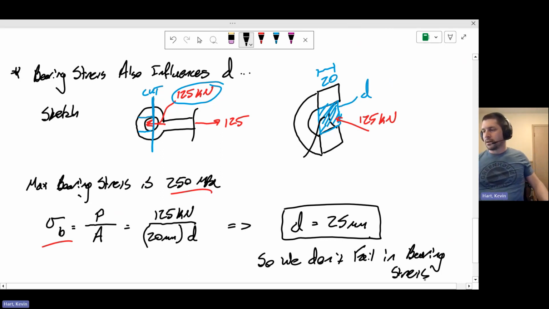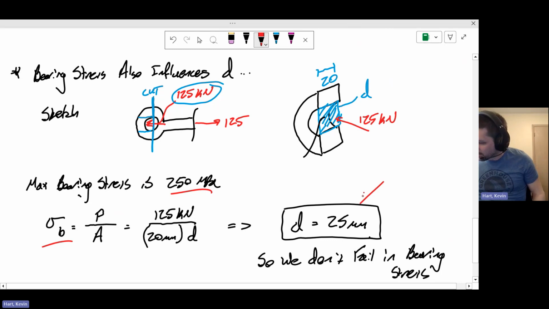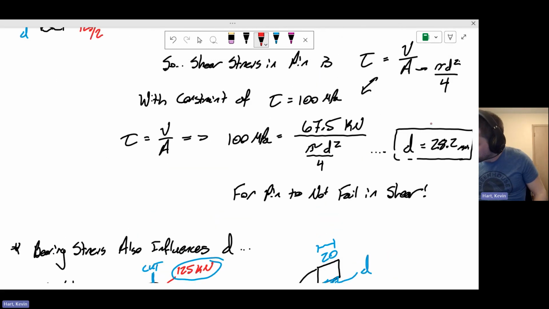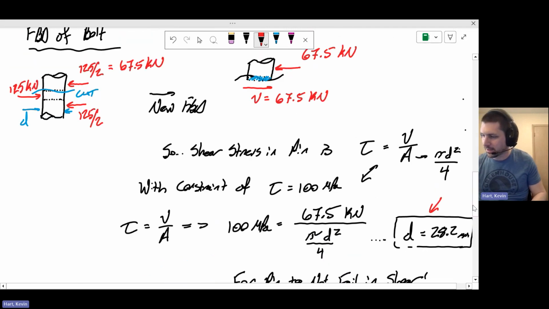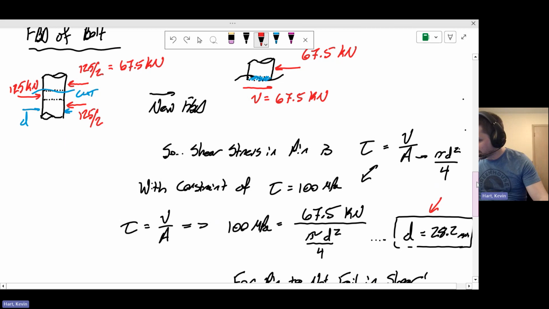All right. So I have two different values of D that I need to compare. Here is the minimum diameter that I need so that I don't fail in bearing stress. And then up here, this is the minimum diameter that I need so that my pin doesn't fail in shear. And again, that's this kind of idea here. I keep saying pin, but it's a bolt in the problem, but I think of it as a pin. And so we have these two values that we need to select from.